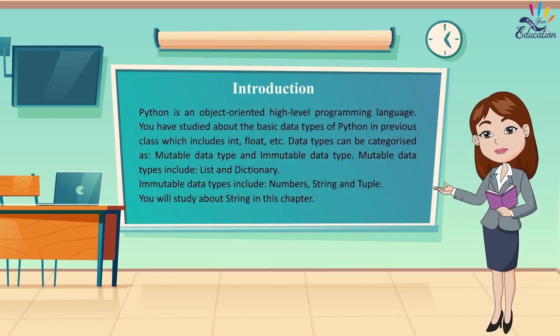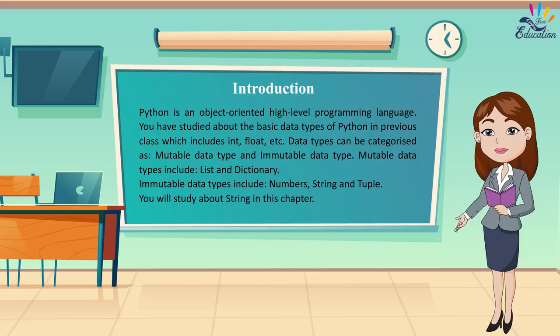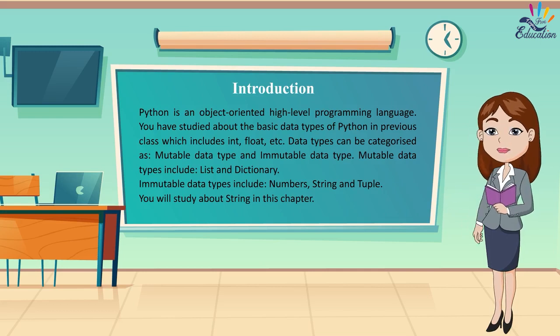Introduction. Python is an object-oriented high-level programming language. You have studied about the basic data types of Python in previous class, which includes int, float, etc. Data types can be categorized as mutable data type and immutable data type. Mutable data types include list and dictionary. Immutable data types include numbers, string, and tuple. You will study about string in this chapter.